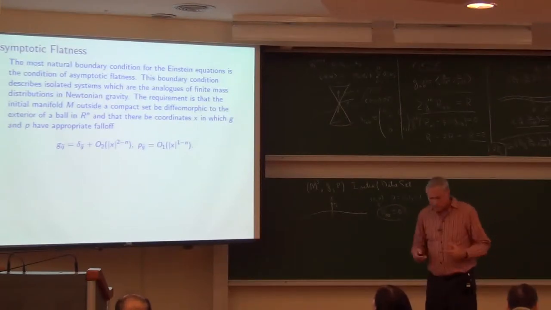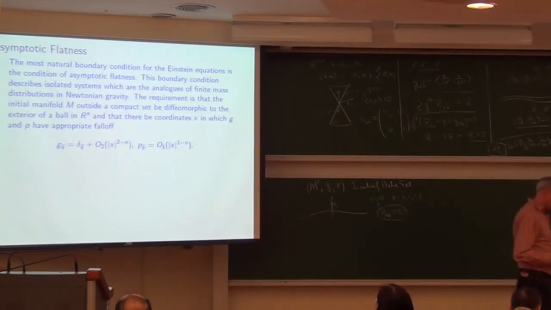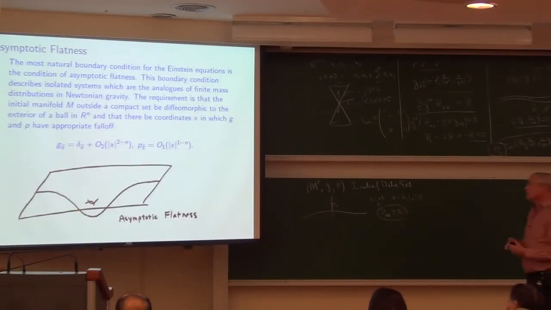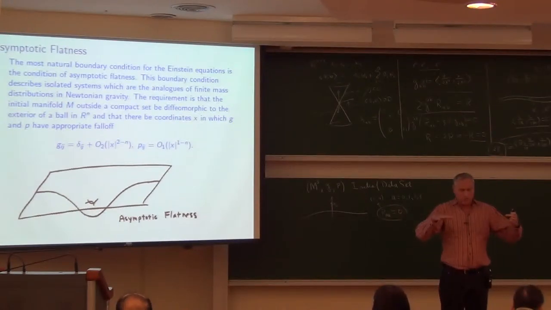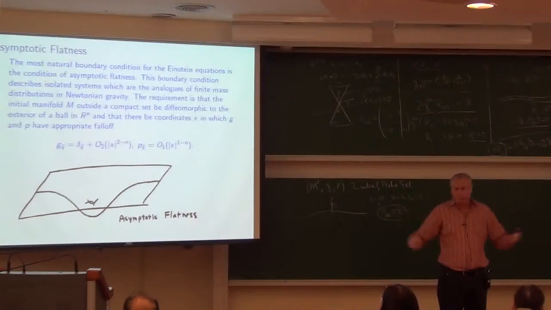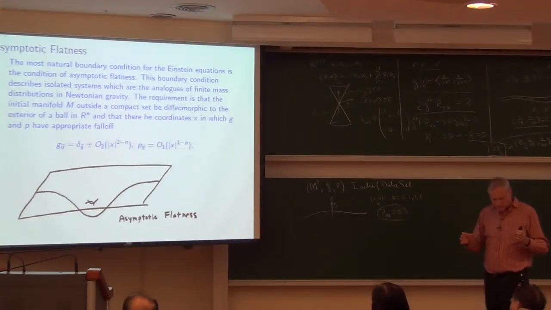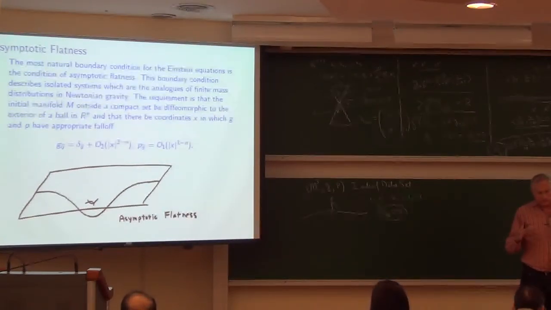Okay, and so we're going to talk about, as I said, I'm going to be mostly interested in asymptotically flat spaces. And what those are are initial data sets. So we're thinking of a three-manifold or generally an n-manifold, where the metric and the second fundamental form fall off at infinity, so they decay at infinity.